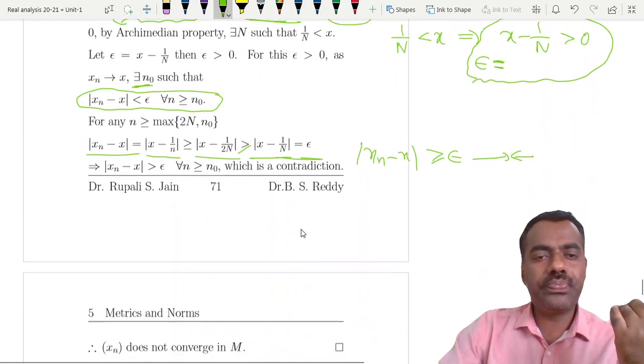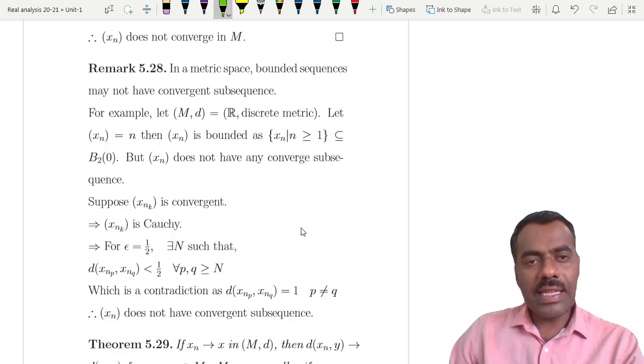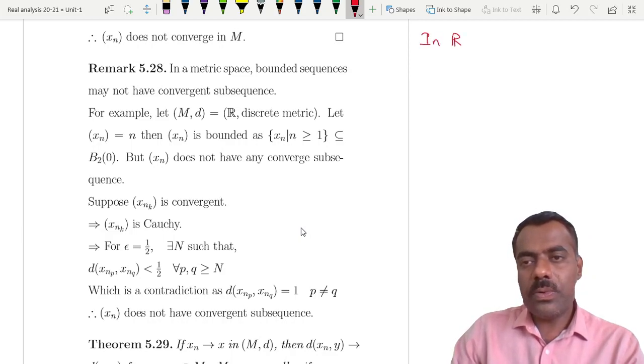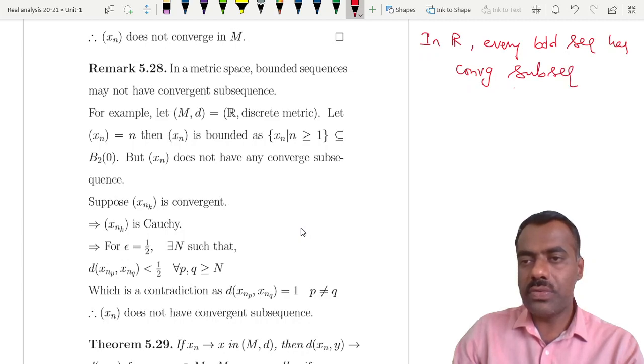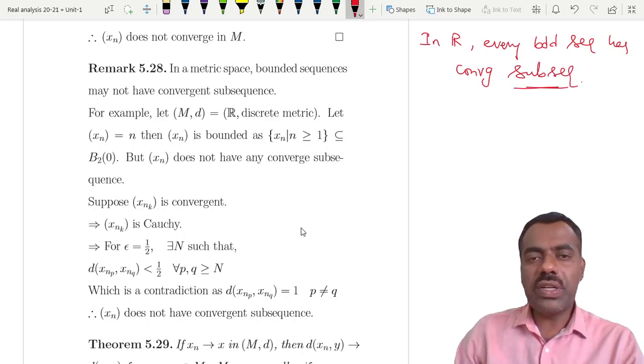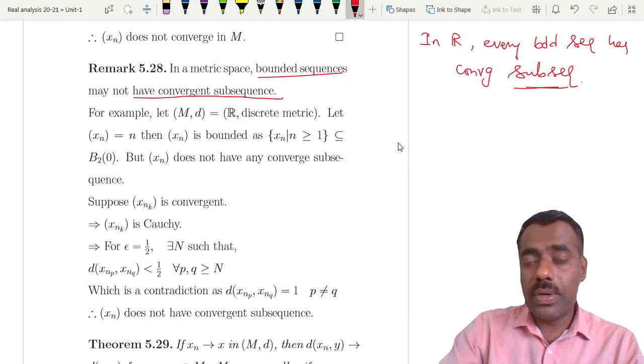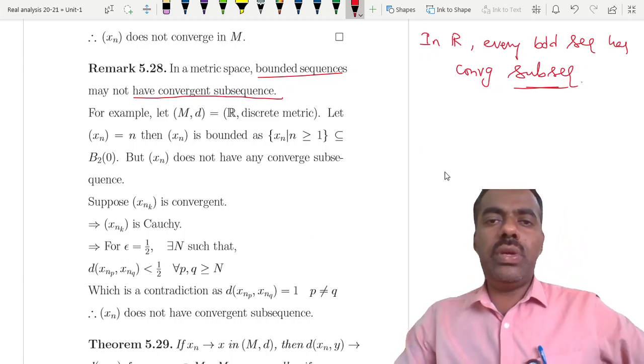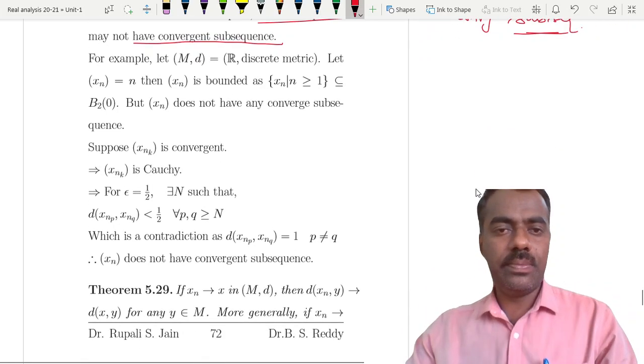Okay, fine. And another property which we have seen last class is that in R we proved that every bounded sequence has a convergent subsequence. This we have proved, but that is not true for a general metric space. A bounded sequence may not have any convergent subsequence. So what is true in R need not necessarily be true in any metric space, right?